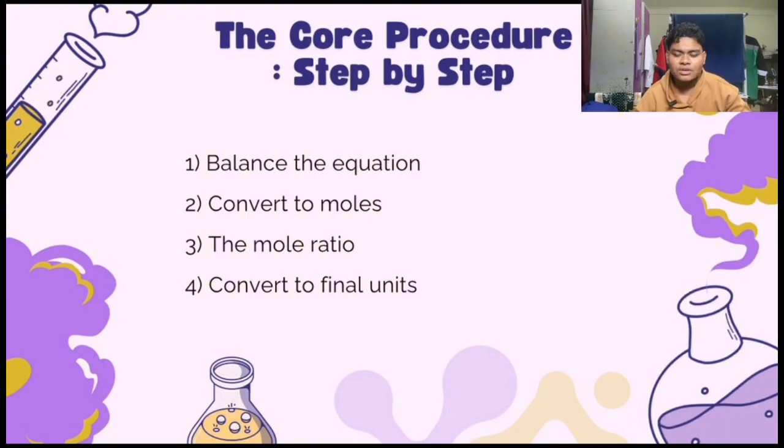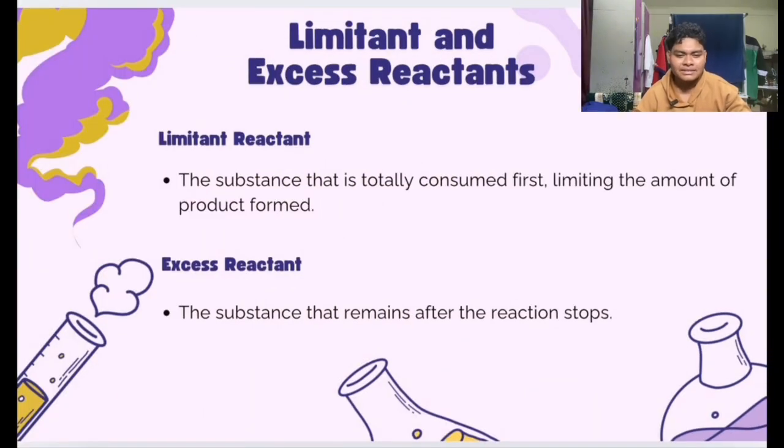In stoichiometry, we also have limiting and excess reactants. The limiting reactant is the reagent that is completely consumed. It determines the maximum amount of product formed. And how to find it? We just need to calculate the amount of product formed by each reactant separately. The one that produces the smaller amount of product is the limiting reactant. The excess reactant is the substance that remains after the reaction stops. I will explain more about limiting and excess reactants later. Don't worry.